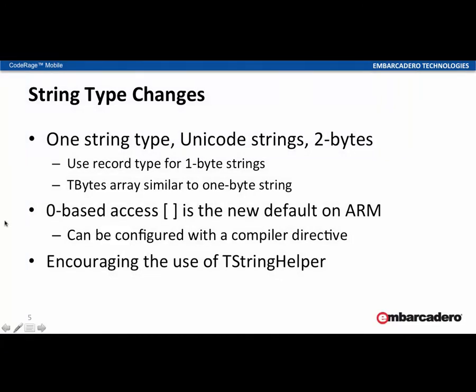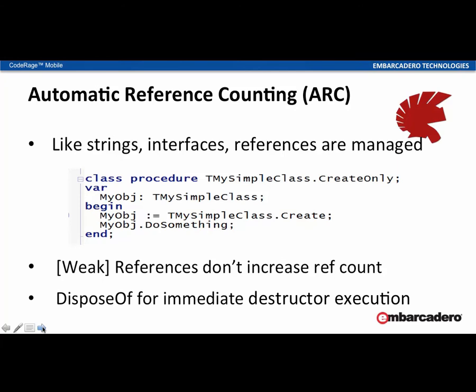because I want to have a little time to focus on the other main issue, which is automatic reference counting, or ARC. Again, like strings, interfaces have been for many years, object references are now managed. This means that if you just create an object and let it go at that end statement, the object will be destroyed when the end statement is reached.